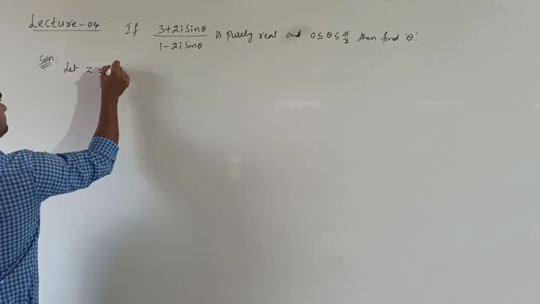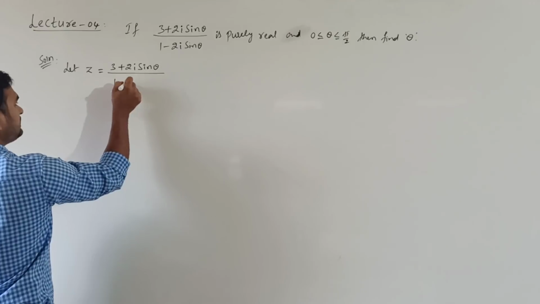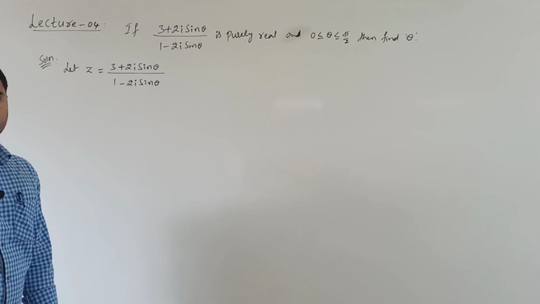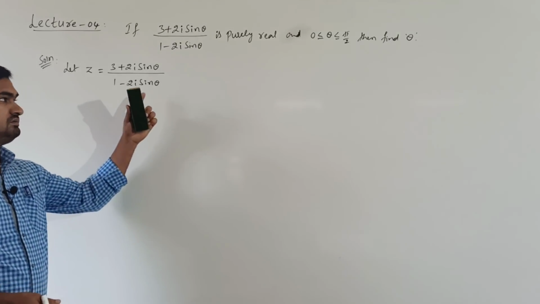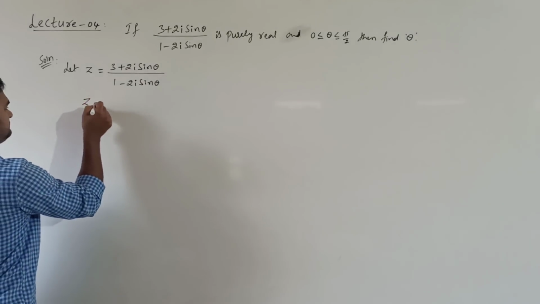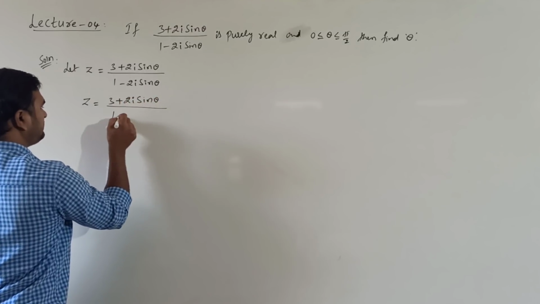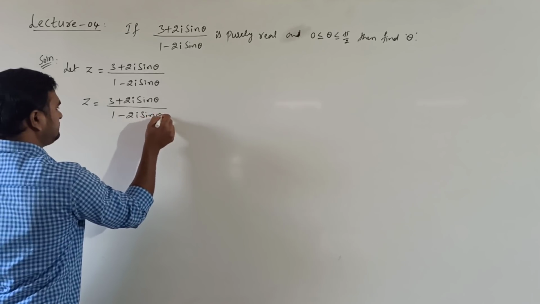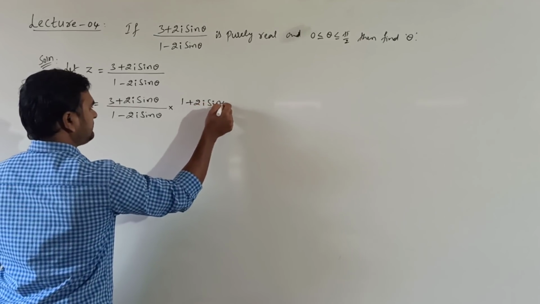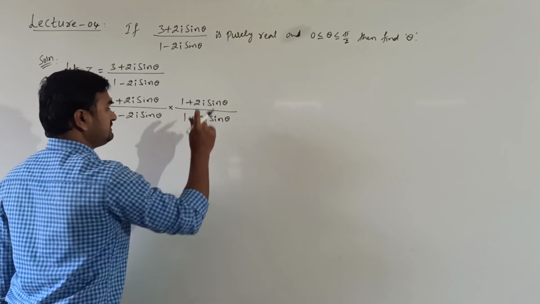Let z is equal to (3 plus 2i sin theta) divided by (1 minus 2i sin theta). To convert to the form of a plus ib, we have to rationalize the denominator. So take the conjugate and multiply and divide. So now multiply and divide by (1 plus 2i sin theta) divided by (1 plus 2i sin theta).